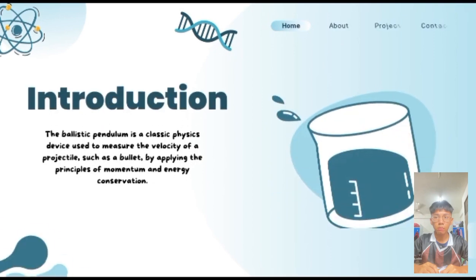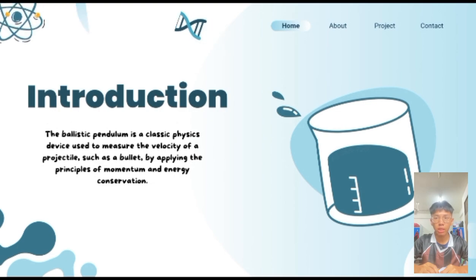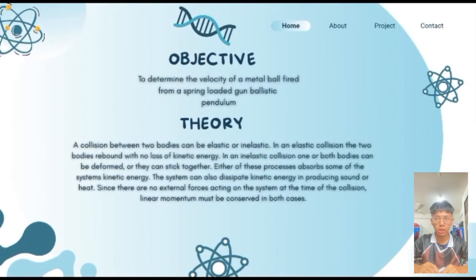Introduction. The ballistic pendulum is a classic physics device used to measure the velocity of a projectile, such as a bullet, by applying the principles of momentum and energy conservation.